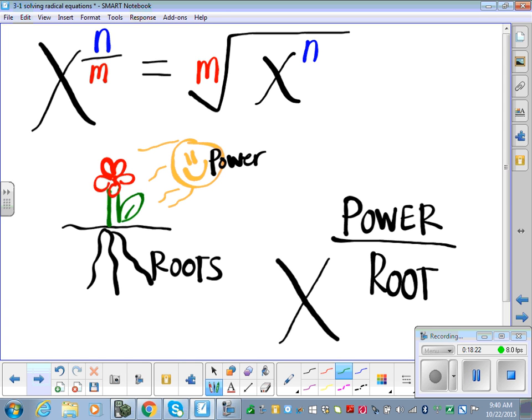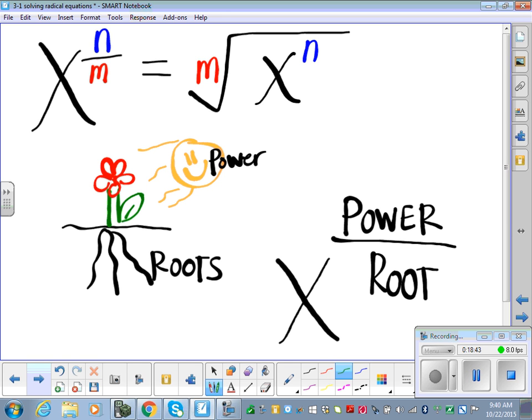So looking at this, we now need to know something you guys should definitely have learned last year. We have a base raised to a rational exponent. Remember that rational means fraction. So if we have a base raised to a fractional exponent, it's actually the exact same thing as a radical. It's just written in two different forms.